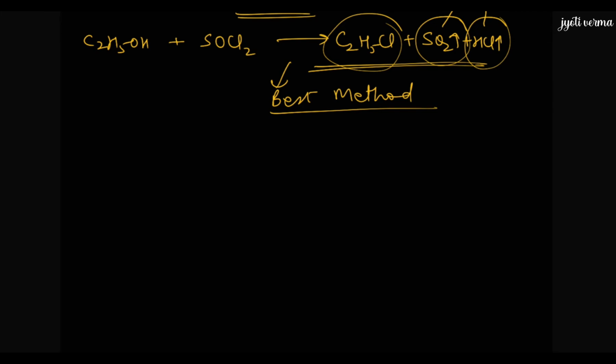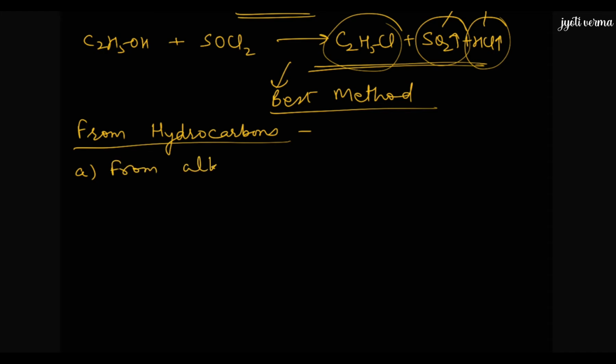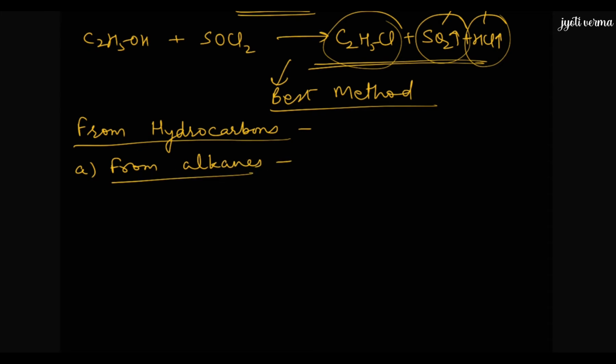From alcohols is one method. In alcohol we can react alcohol with hydrohalic acid, we can react alcohol with SOCl2, we can react alcohol with phosphorus pentachloride or with phosphorus trihalides, right? Now we are starting with the next method, that is from hydrocarbons. We can prepare alkyl halides or aryl halides from hydrocarbons. First we are doing alkanes. We can prepare alkyl halides on halogenation of alkanes.